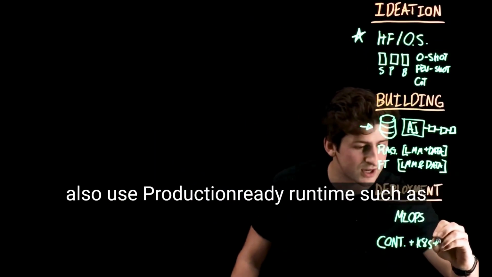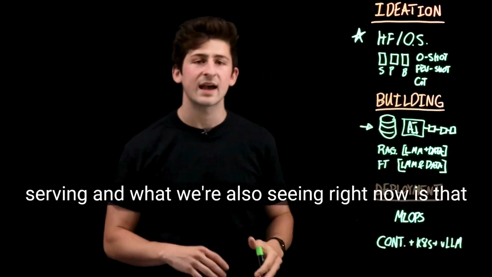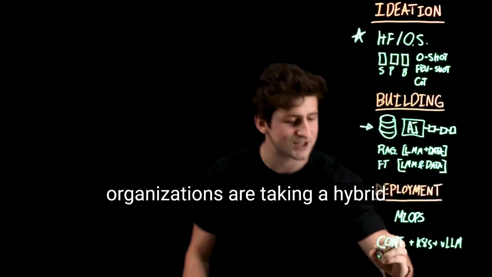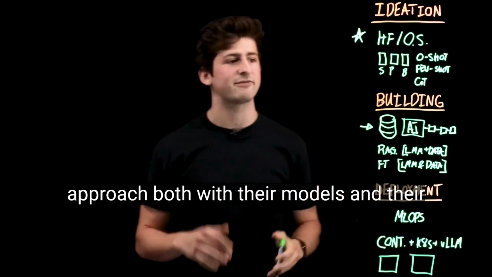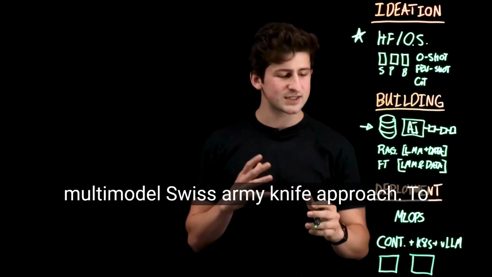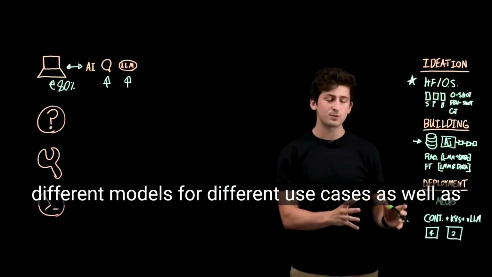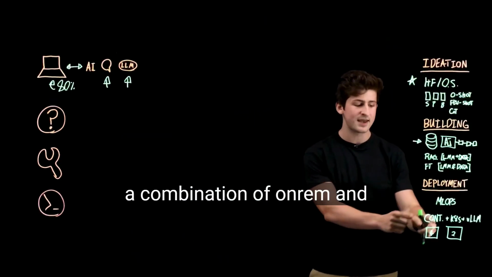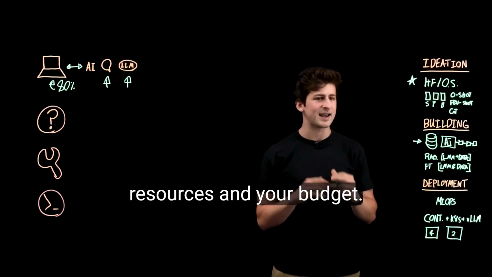And you can also use production-ready runtimes such as vLLM for the model serving. And what we're also seeing right now is that organizations are taking a hybrid approach, both with their models and their infrastructure. So having this multi-model Swiss Army knife approach to different models for different use cases, as well as a combination of on-prem and cloud infrastructure to make the most out of your resources and your budget.